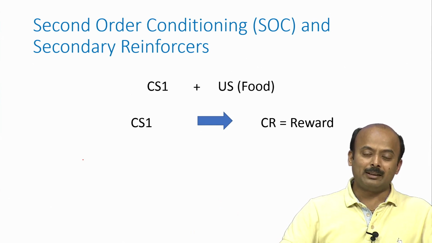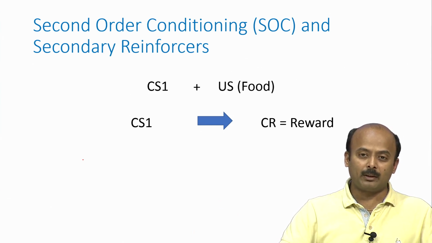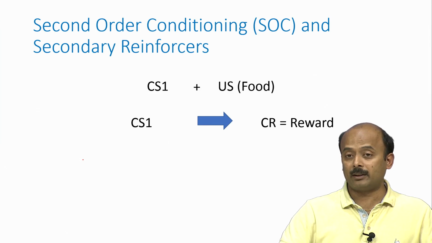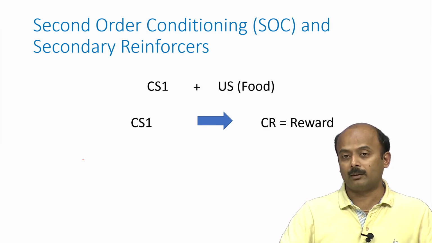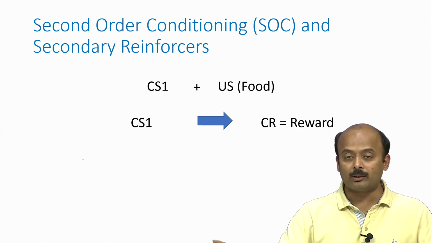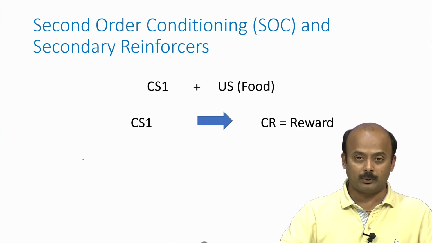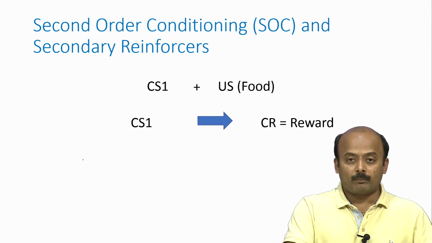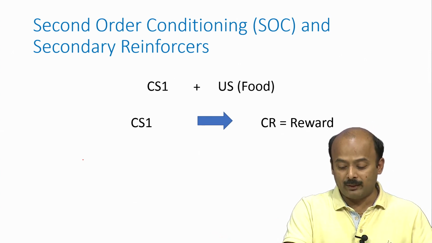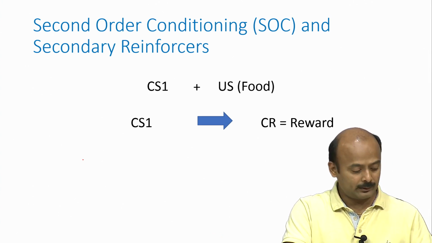Now the CR that is developed, you can think of as an expectancy of a reward, a reward response. I would like to call it a reward response, not to confuse it with the fact that you are providing a reward. It is the response exhibited by the animal that is acquired through reward learning. That is what I mean by CR, which is equivalent to a reward. This could be just a simple salivation. That is our reward response in this case.